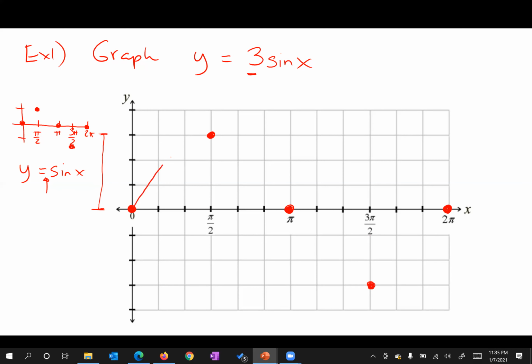So graphing this up, down, and back up. Make sure you don't make it a V shape. Don't make any corners here. You don't want that. You want a smooth curve. You want to gently curve up and then start gently curving down.